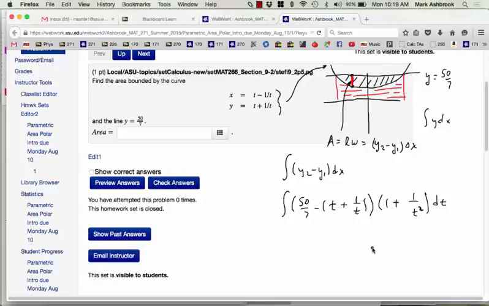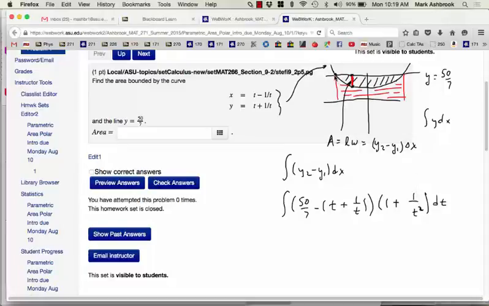Okay, questions on setting that up? We've got to get the bounds next for t. But that's the general idea. You're going to do y2 minus y1 times delta x, or dx, which would be the derivative of this, dt.